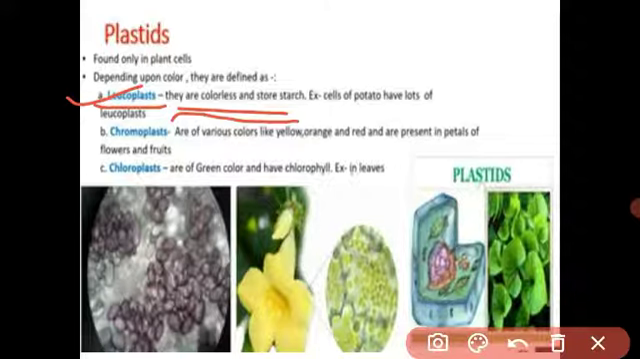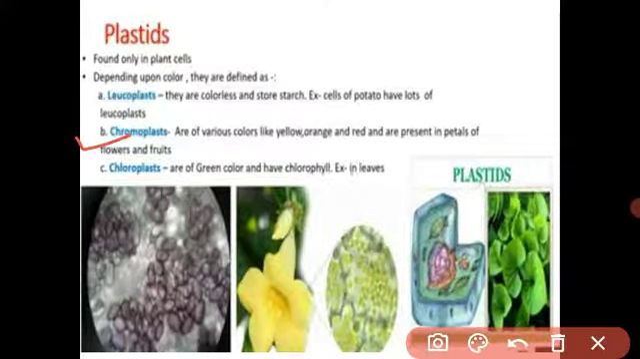Next plastid is called the chromoplast. Due to these plastids, the flower petals and fruits get different colors like yellow, orange, red. Got it, student? What is meant by chromoplast? It is the colorful plastid. Due to this plastid, the flowers, petals, and fruits get different colors.